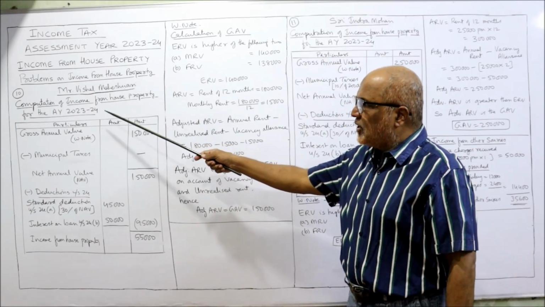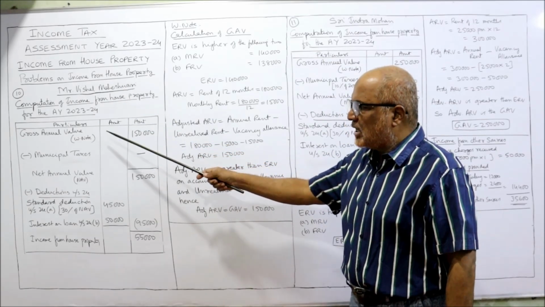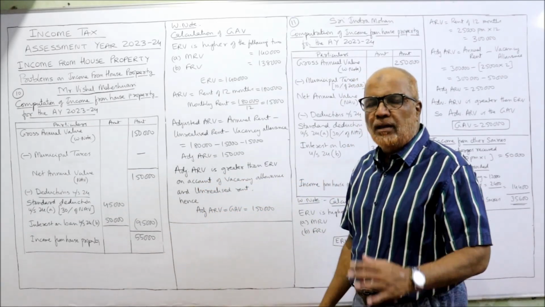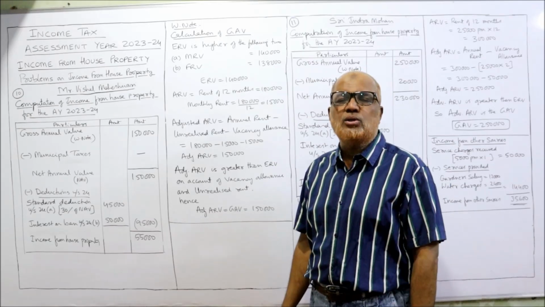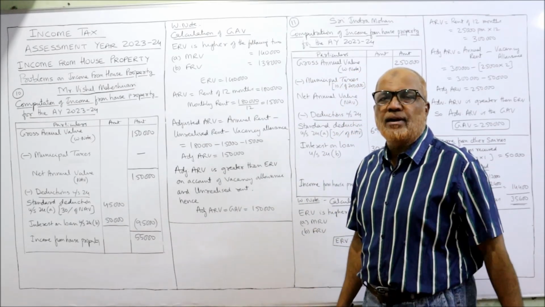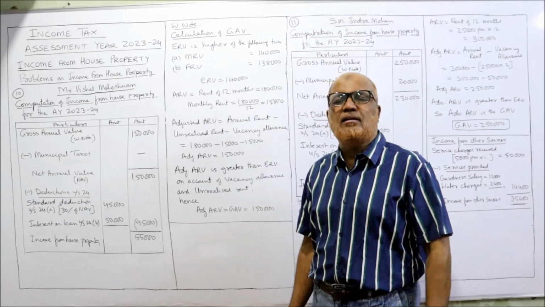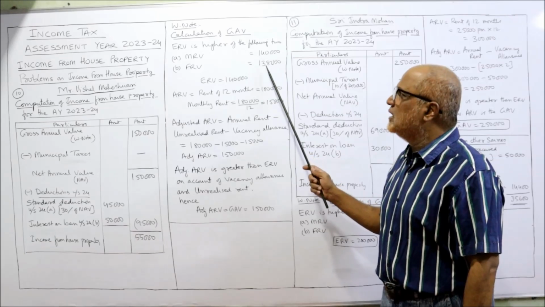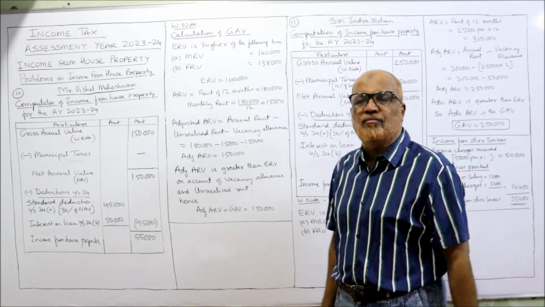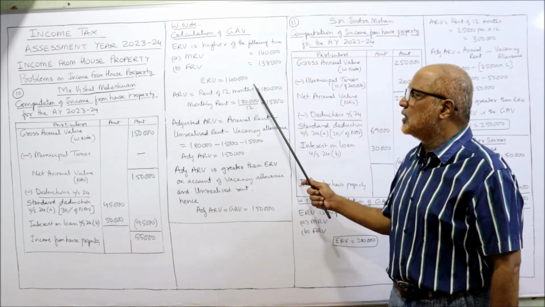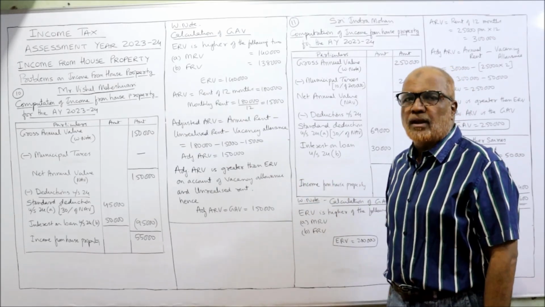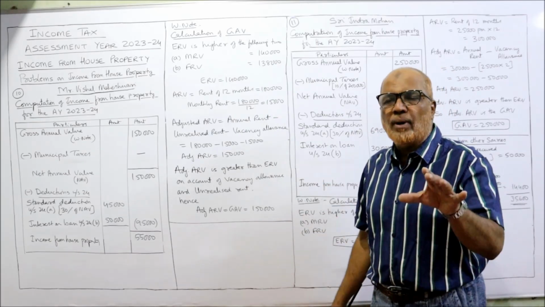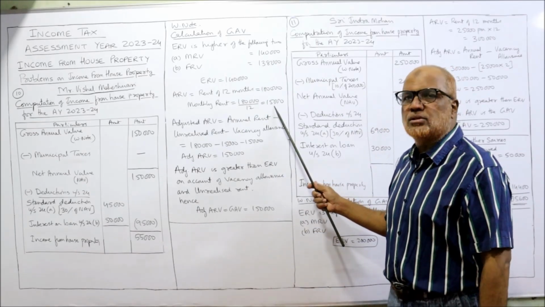Mr. Vishal Maheshwari, computation of income from house property: GAV, gross annual value, less municipal taxes, net annual value, deductions, then income. Now, in the working note, we have to calculate the gross annual value. First, we calculate the ERV, expected rental value, which is the higher of MRV and FRV. MRV is 1,40,000 and FRV is 1,38,000, so the higher is 1,40,000. Now ARV, rent of 12 months, is given as 1,80,000. The monthly rent comes to 15,000.